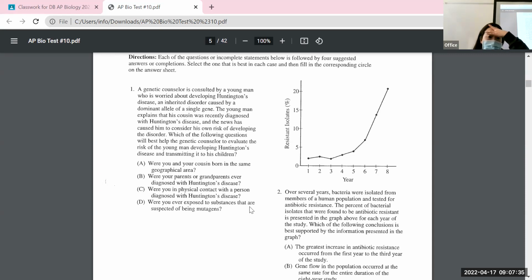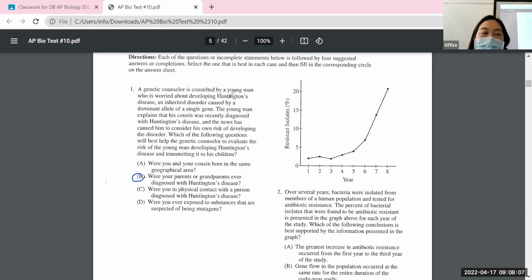Which of the following questions will best help the genetic counselor to evaluate the risk of the young man developing Huntington's disease and transmitting it to his children? Okay, so basically, his cousin got it and he wants to know if he has a chance, right? So any question related to family history would work. So B, were your parents or grandparents ever diagnosed with Huntington's disease?